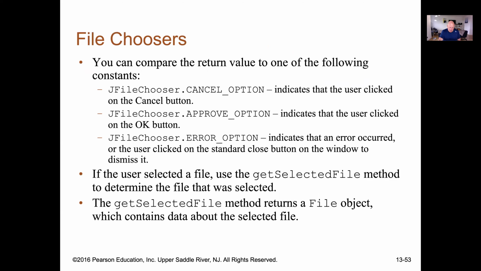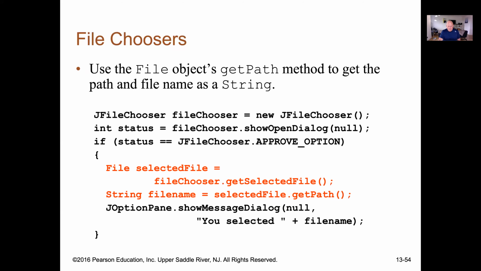This is about file choosers. The getSelectedFile method returns a File object which contains data about the selected file. It also grabs the path.